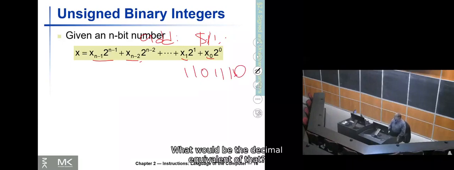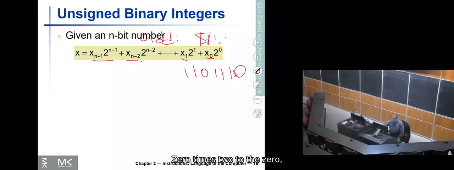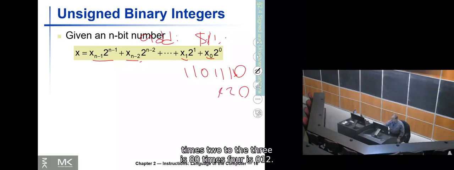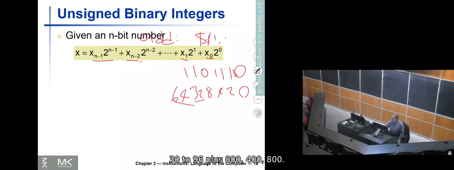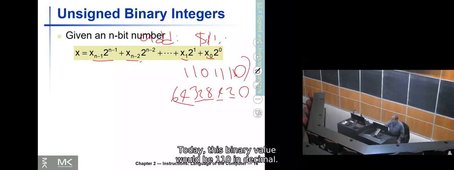This number, or let's say this one. What would be the decimal equivalent of that? 0 times 2 to the 0, which is 0. 1 times 2 is 2. 1 times 2 to the 2 is 4. 1 times 2 to the 3 is 8. 0 times 2 to the 4 is 0. 1 times 2 to the 5 is 32. And 1 times 2 to the 6 is 64. So the value would be 64 plus 32, 96, plus 8 is 104, 106, 110. This binary value would be 110 in decimal.